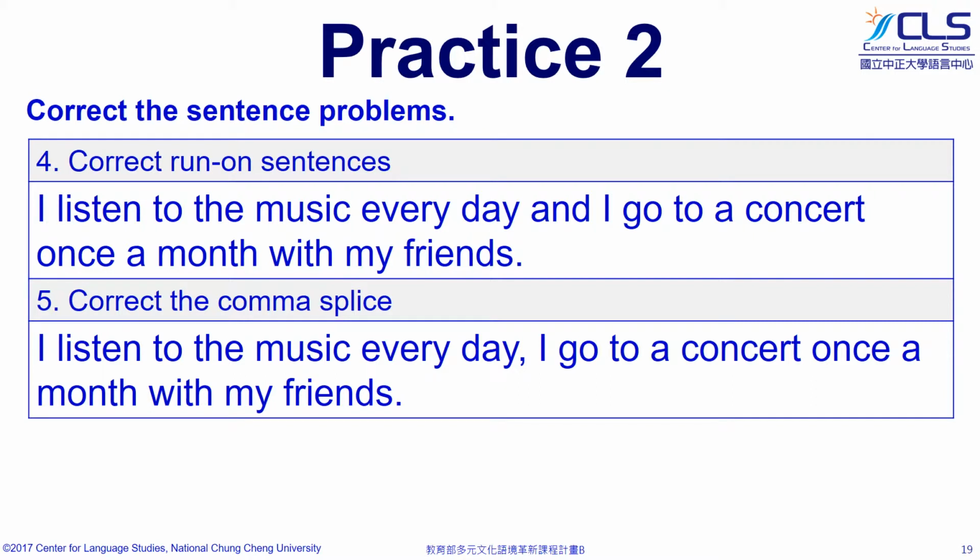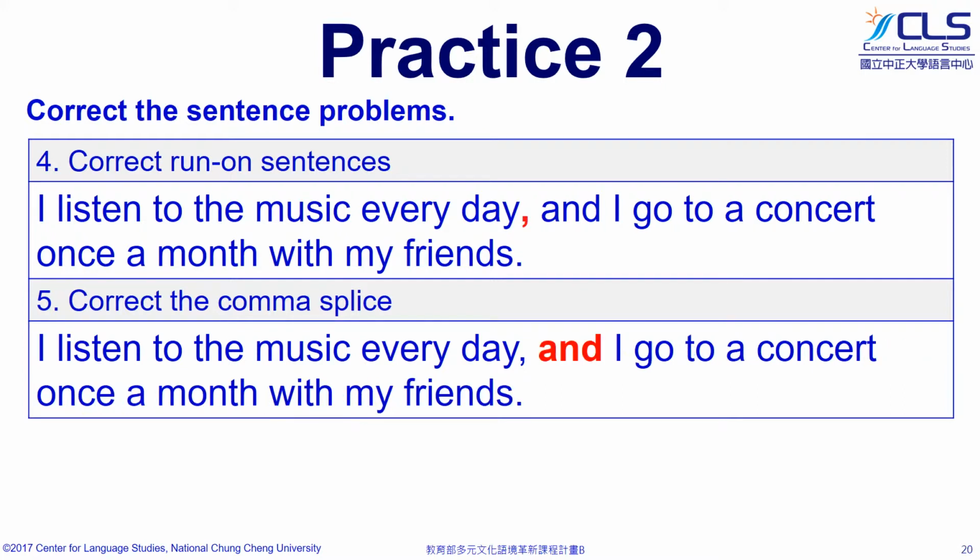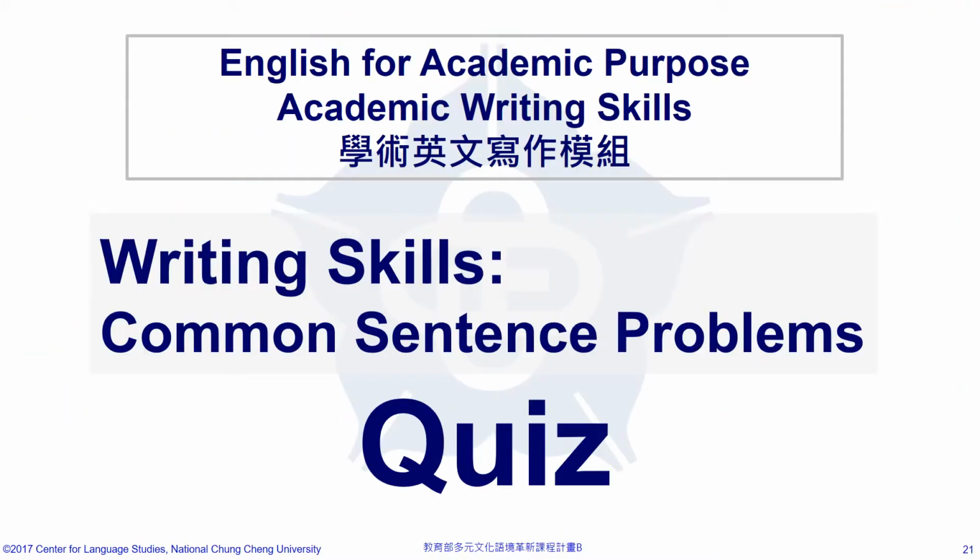Please also correct the sentence problems. Here are the answers. For the run-on sentence, we add a period, and for the comma splice sentence, we add a coordinator and to combine the two independent clauses. Now, let's move on to the quiz to check out learning.